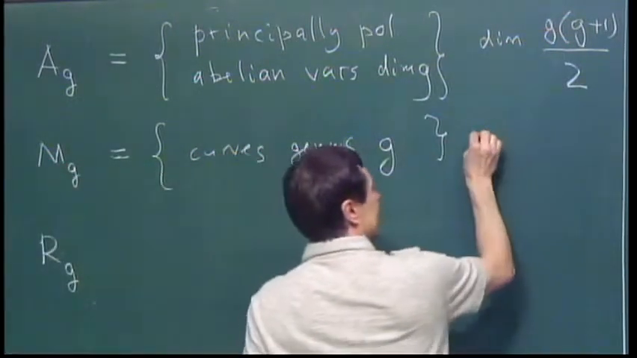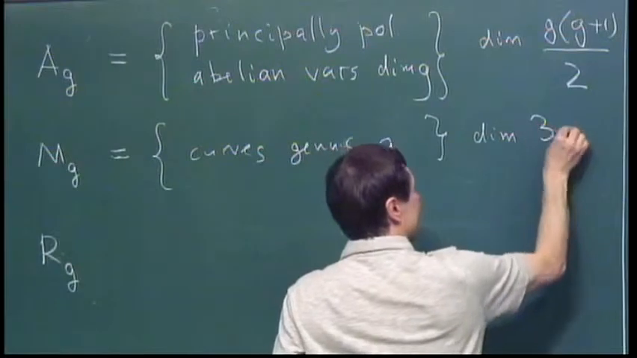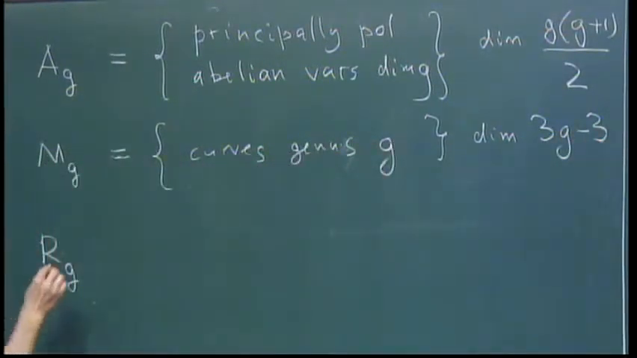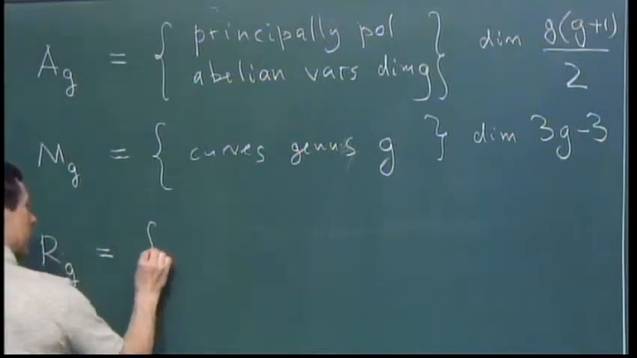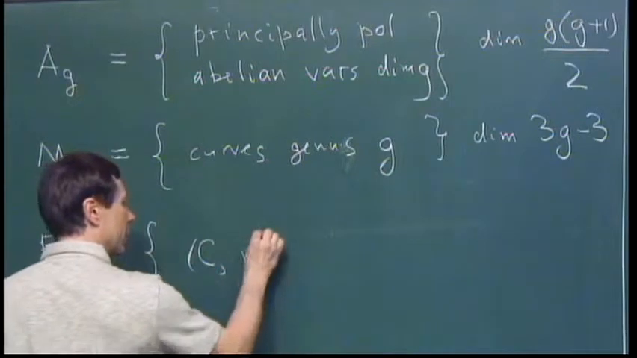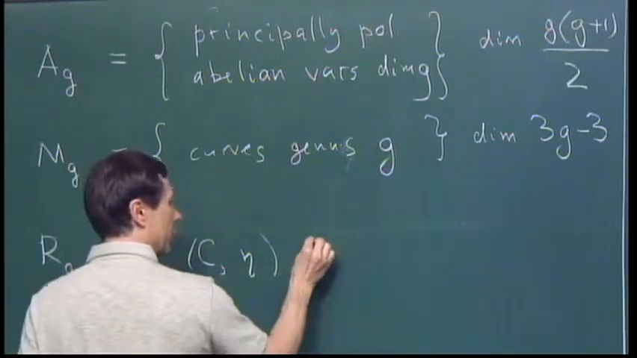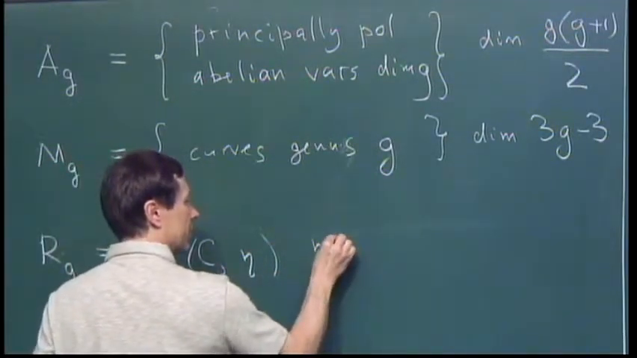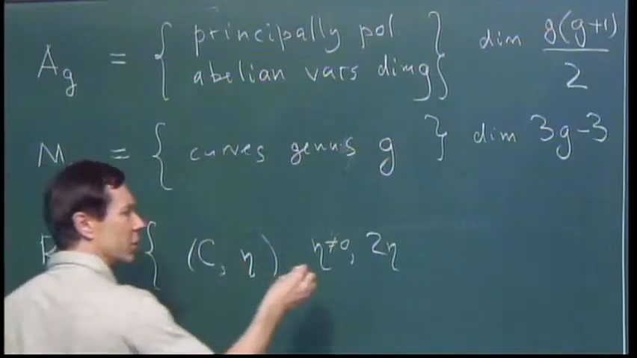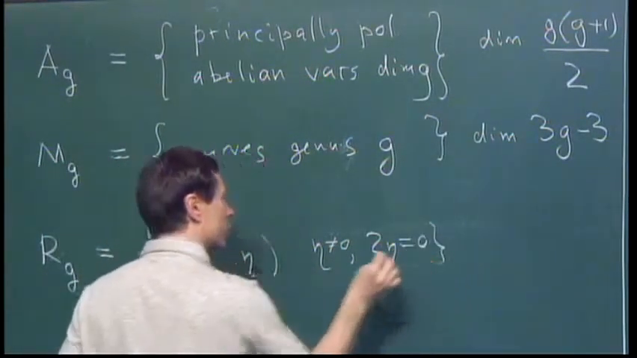This is a quasi-projective variety of dimension 3g minus 3. R_g parameterizes such curves together with a non-zero 2-torsion point. So eta is not 0, but 2 eta is 0, a 2-torsion point.